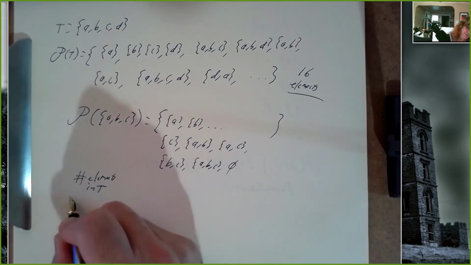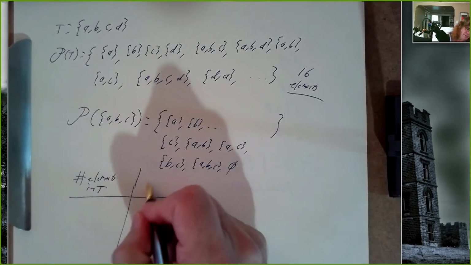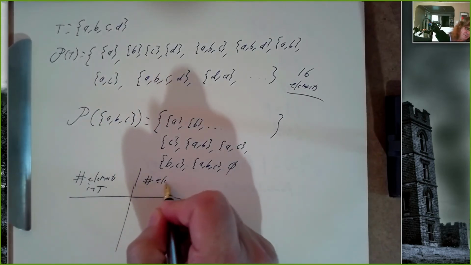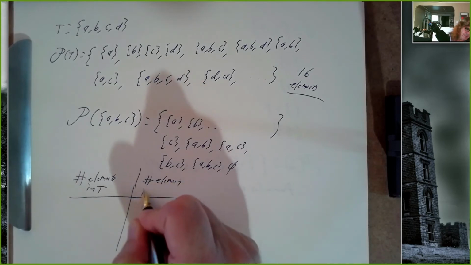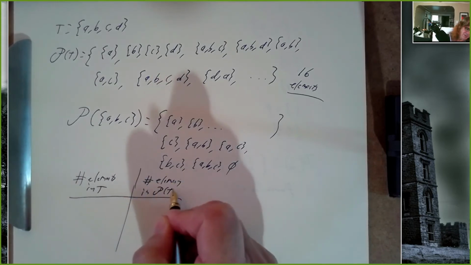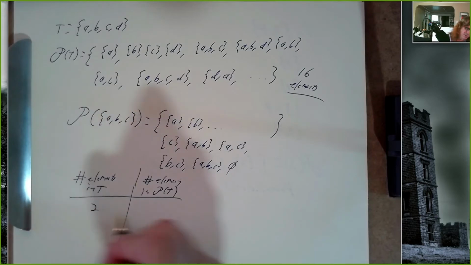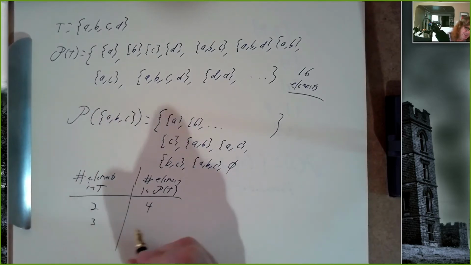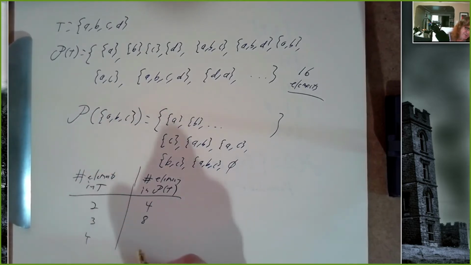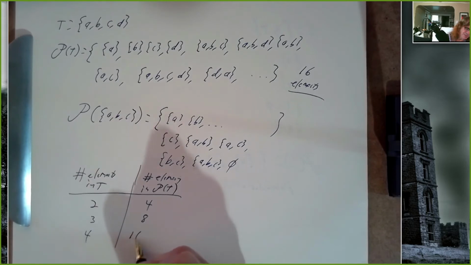So here's the number of elements in T. Here's the number of elements in the power set of T. So 2 things, we have 4 elements. 3 things, we have 8 elements. 4 things, we have 16 elements.